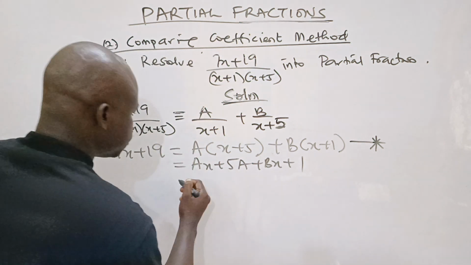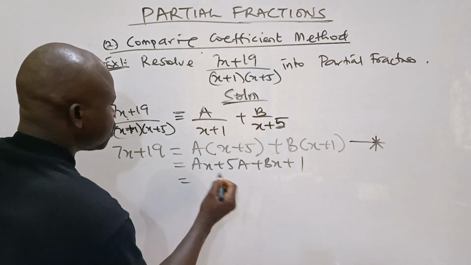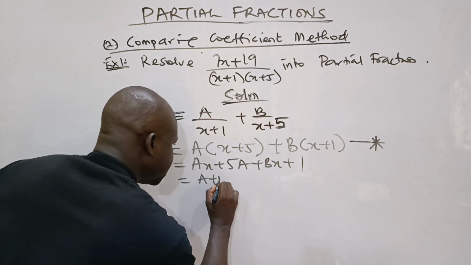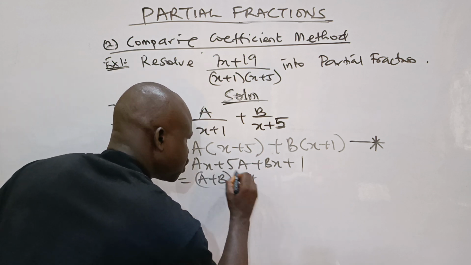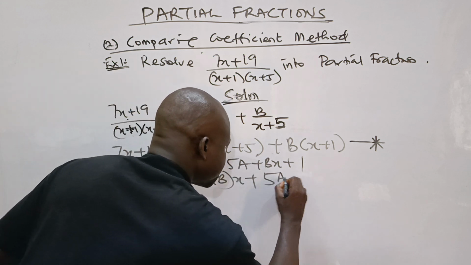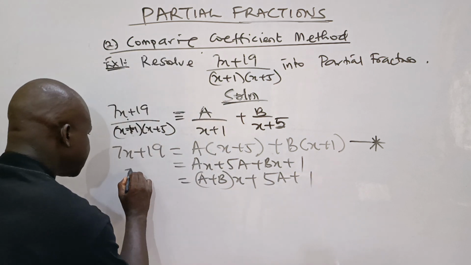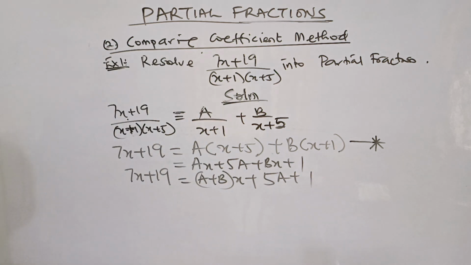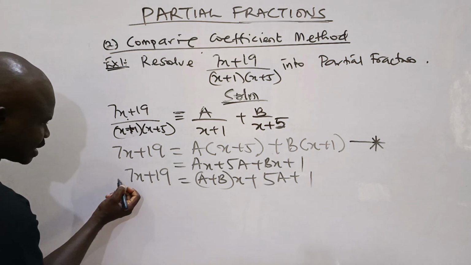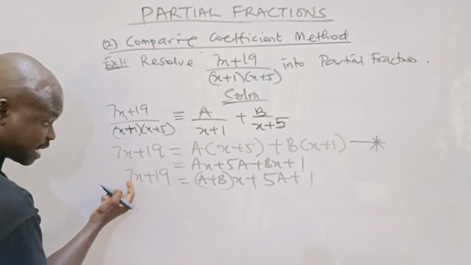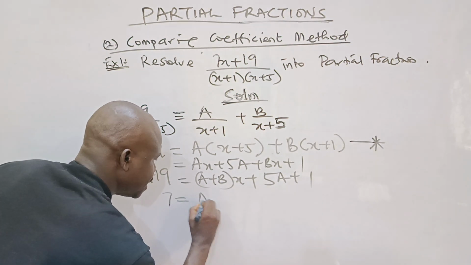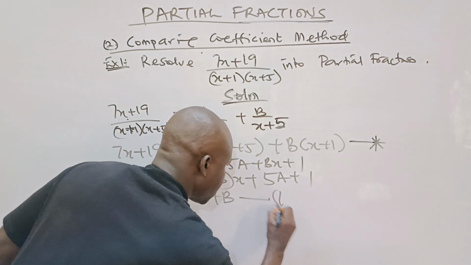We now do the necessary arrangement because we want to compare coefficients. This is ax, this is bx. We can say this is a plus b into bracket x, then plus the constants, 5a plus b. So everything is 7x plus 19. At this point, we compare coefficients. On the left-hand side, this is 7x, so the coefficient of x is 7. It is equal to the coefficient of x on the right-hand side, a plus b. That is equation 1.